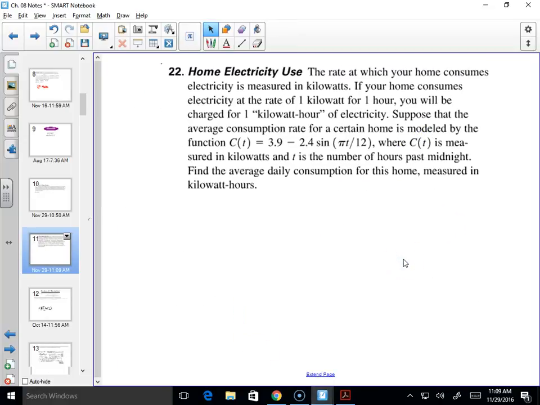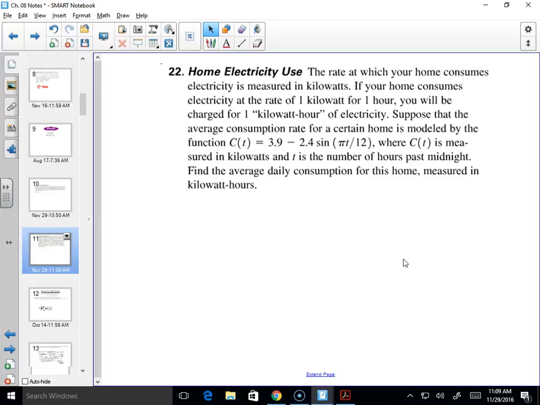The rate at which your house consumes electricity is measured in kilowatts. If your house consumes electricity at the rate of 1 kilowatt for 1 hour, you will be charged 1 kilowatt hour of electricity. Suppose the average consumption rate is given by a model, where C is measured in kilowatts and T is the number of hours past midnight. Find the average daily consumption.